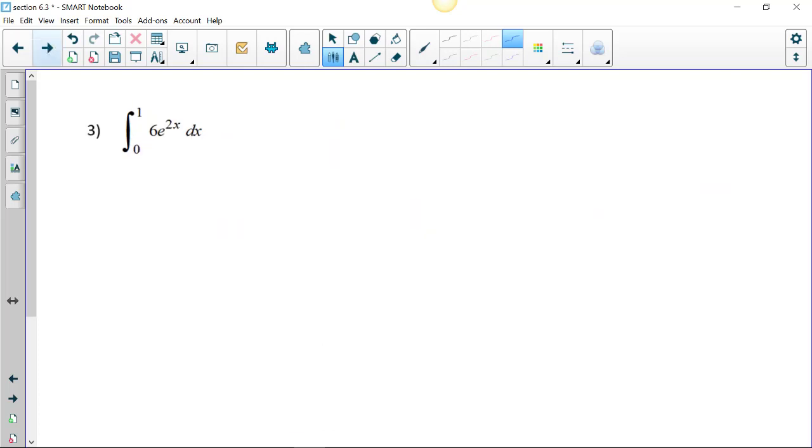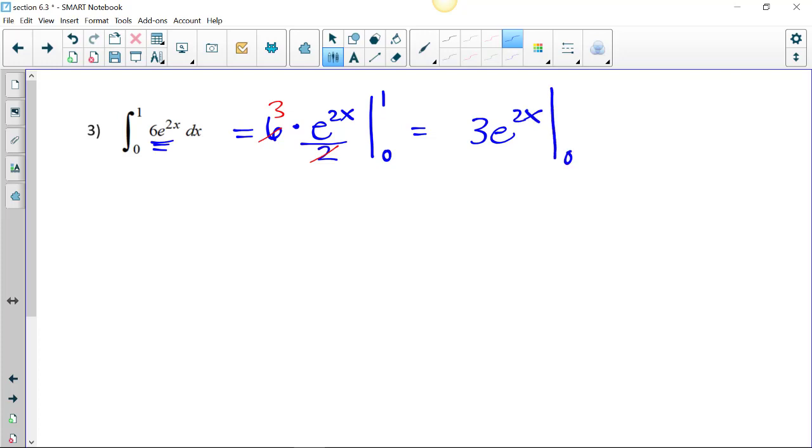All right, how about if our integrand has e to the x in it? All right, we've done that, we're good. So if I find the antiderivative, I'm just going to keep my constant 6 and then find the antiderivative of e to the 2x, which is e to the 2x divided by 2. Okay, and I'm going to simplify that here because the 2 and the 6 are going to become 3. So that becomes 3e to the 2x from 0 to 1.